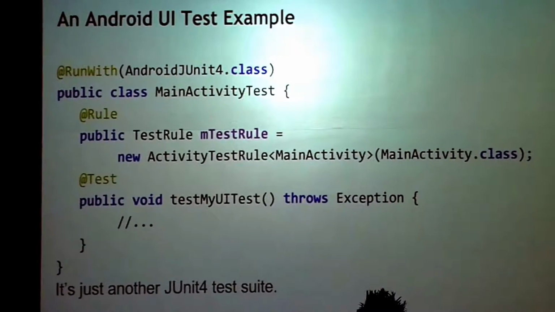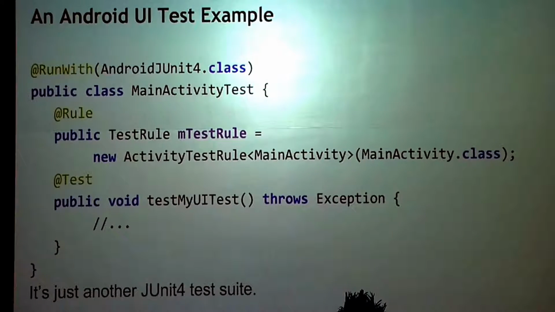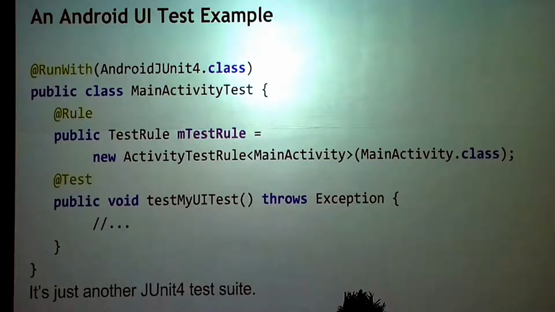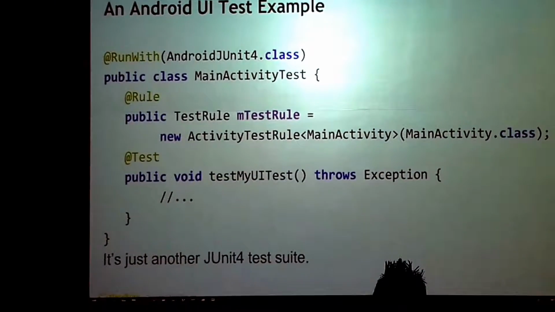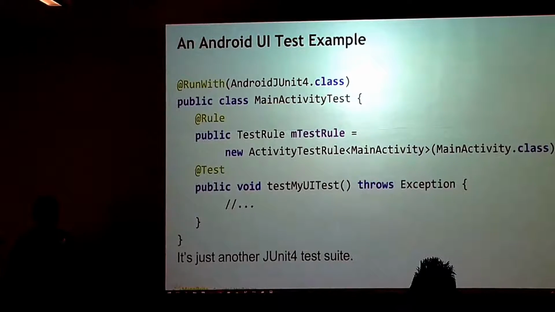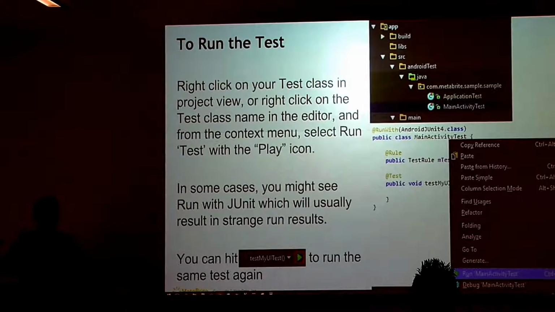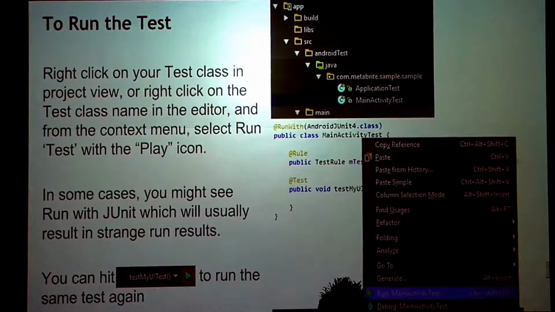So here's an example of an Android UI test. You can see a public class MainActivityTest, and it has a test rule, and tests are marked with the Test annotation. This is just a regular JUnit 4 test. It's not like before, where you had to extend ActivityTestCase. They moved to this probably two years ago, so it's been much easier to write tests. Anyway, I'm not talking about how to write tests. How to write tests is not the main topic here, so I'm running through this quickly.